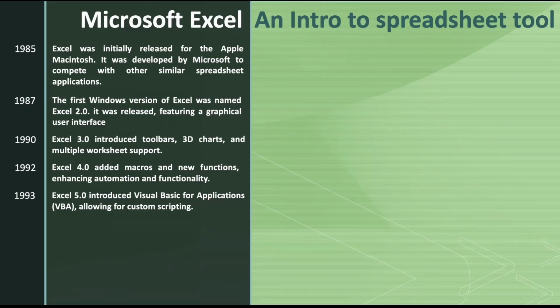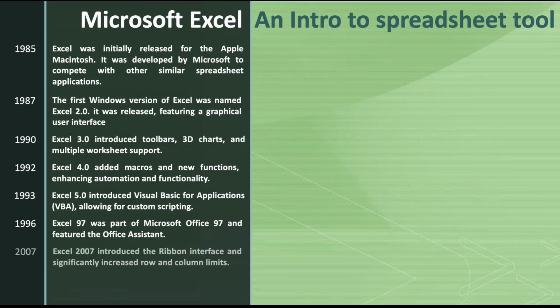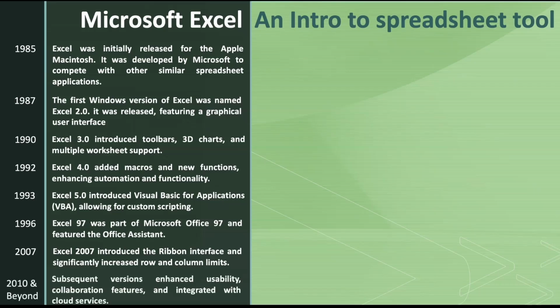In 1996, Office Assistant was introduced to Excel. This feature provided help and tips to users. In the Excel 2007 version, a ribbon was added for enhancing the user interface and significantly increased row and column limits. In the versions post-2010, Excel was enhanced with better usability with the introduction of new formulas and features, while also providing integrated cloud support such as OneDrive.